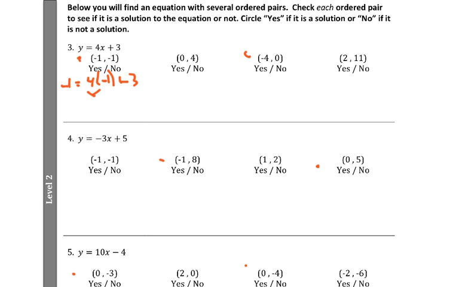4 times negative 1 is negative 4, and negative 4 plus 3 does equal negative 1. So we got the same thing on both sides, which is awesome. That one, yes, that is one of the solutions to that equation. Okay, let's come over here. Plug in a 0 for y.